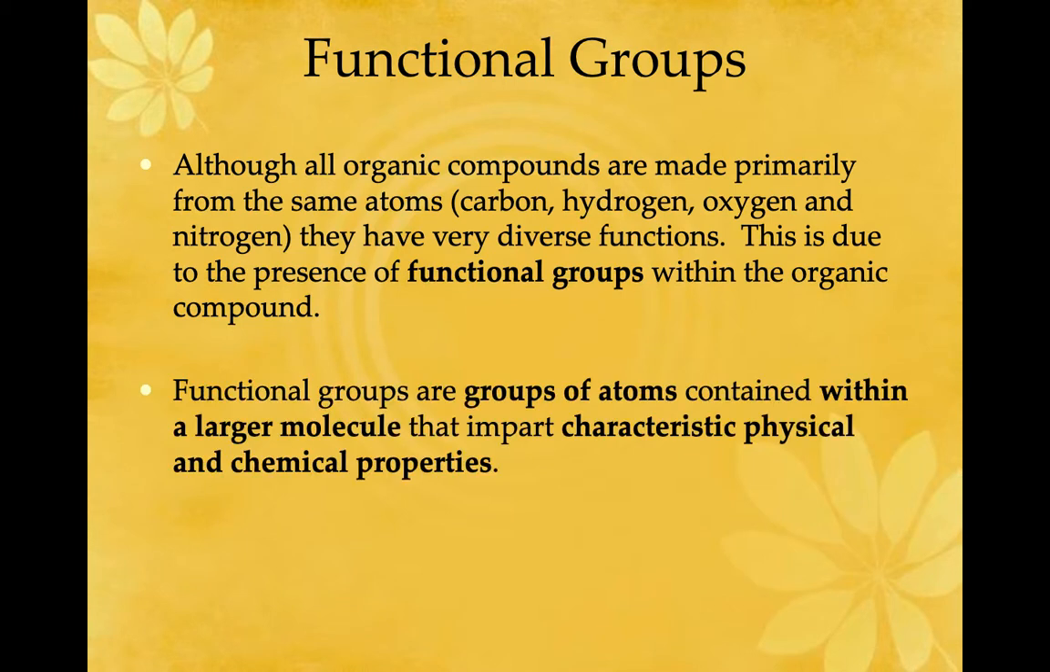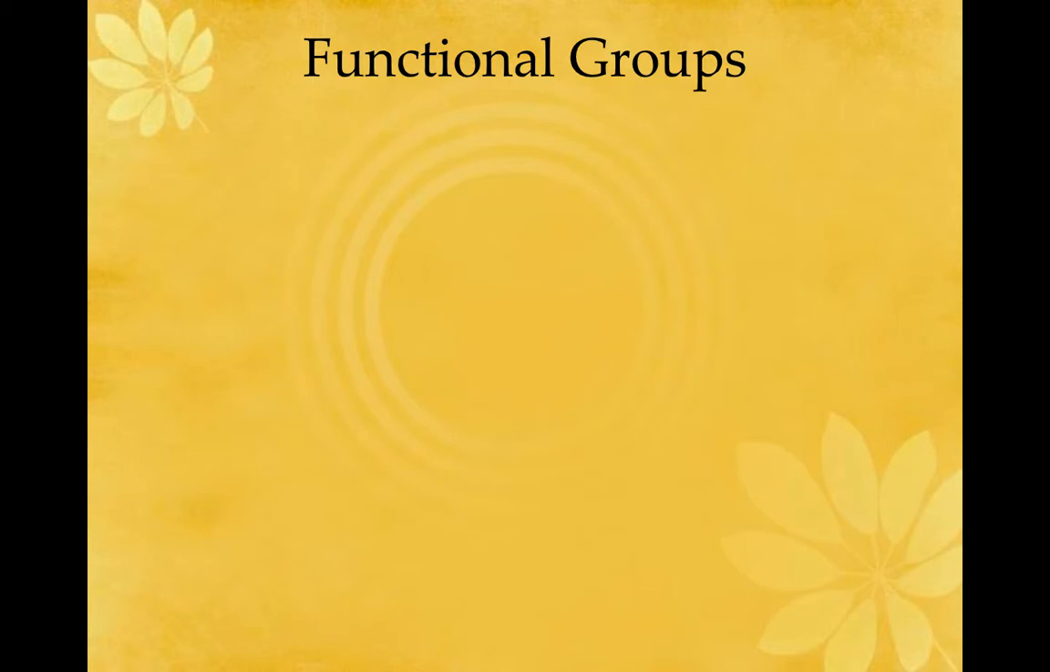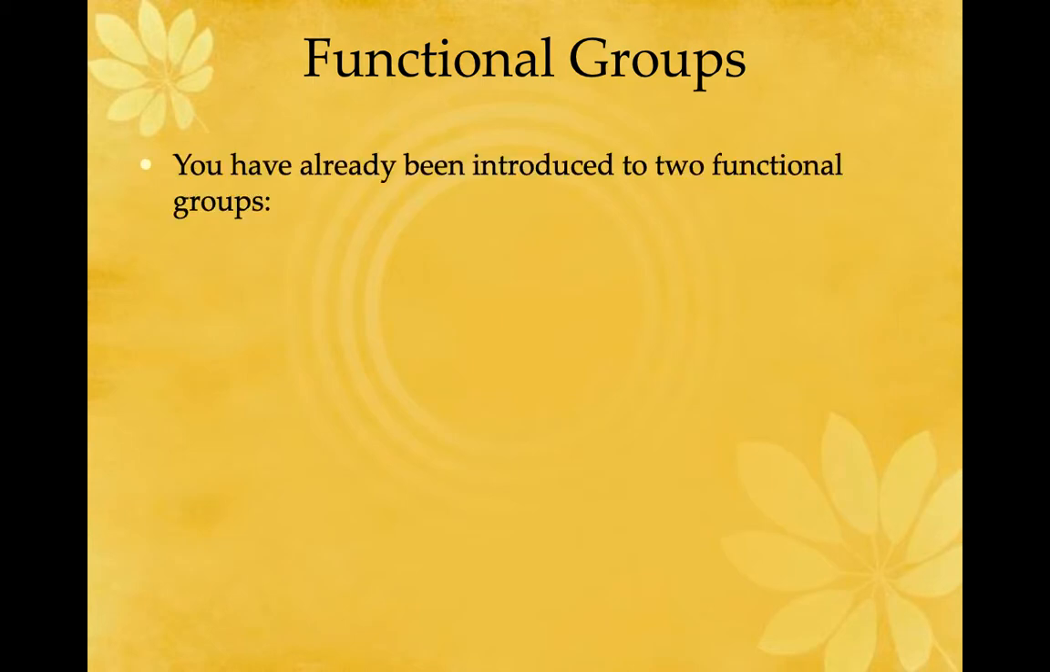So a functional group is a small group of atoms contained within a larger molecule that impart characteristic physical and chemical properties. So the presence of the functional group gives you a clue as to the properties of that molecule. So we're going to look at examples of the most common functional groups. You've already been introduced to two of them.